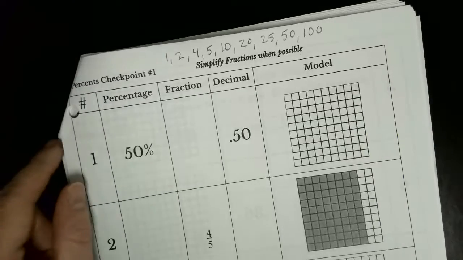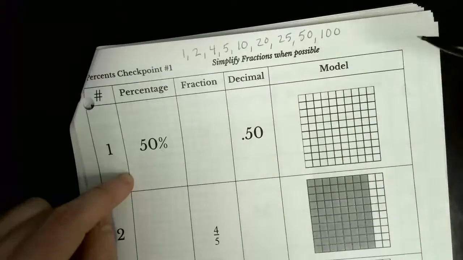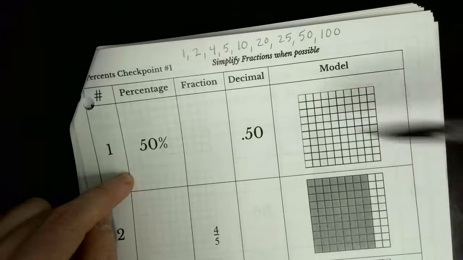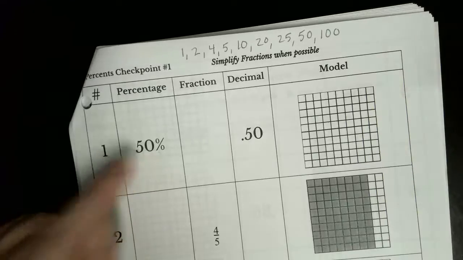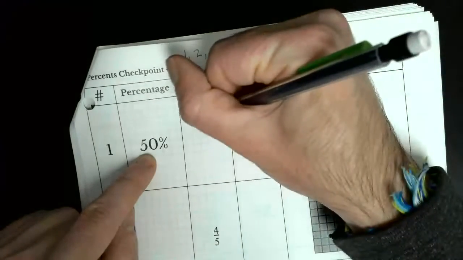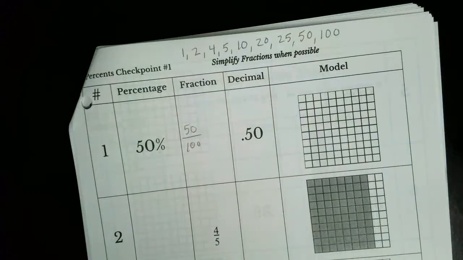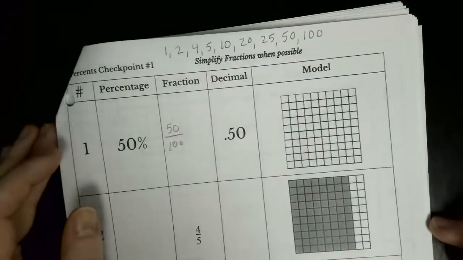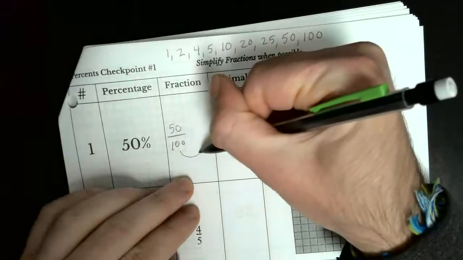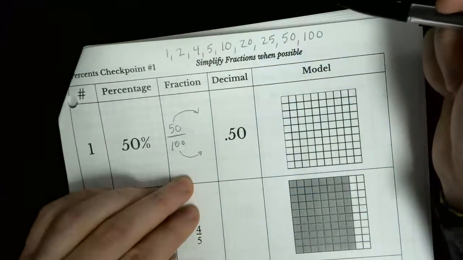So let's check out number 1. It looks like at number 1, they give us the percent and the decimal. We're trying to find the fraction and the model. So percents are always out of 100. Again, if you want to try this one on your own, go for it. But 50% would be 50 out of 100. Now, we're not done yet because we have to simplify. And this is when the 9 numbers can come in handy. I know we can simplify 50 hundredths, but the question is, by what?